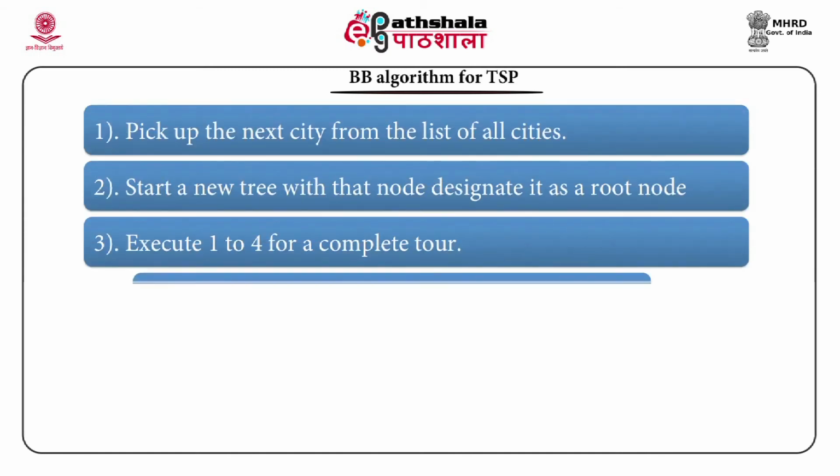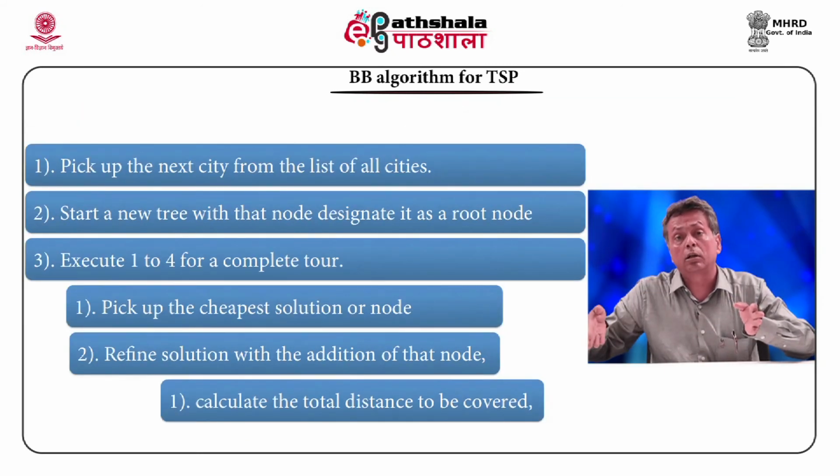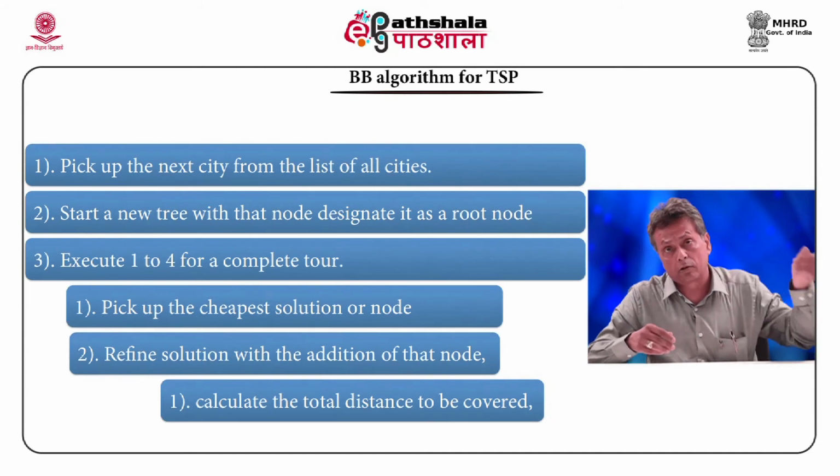But how do you search using branch and bound? Okay, the algorithm is pretty simple. You just pick up the next city from the list of cities. If no city is left, return back with the length. Otherwise, check the length. If the length is more, just terminate. Okay, go back to the next city.